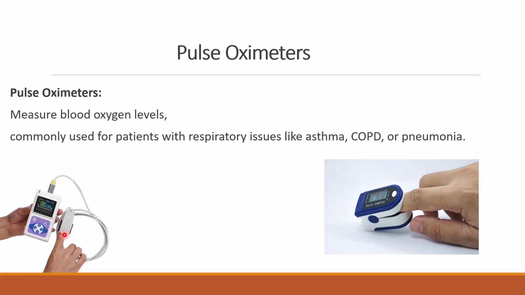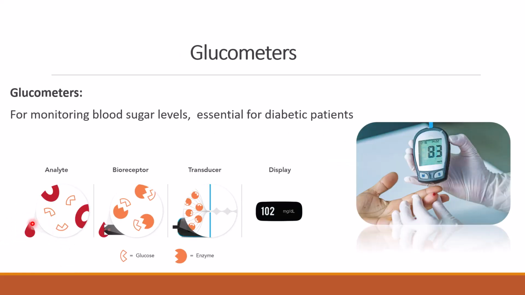We have the glucometers. We use glucometers for monitoring blood sugar levels, essential for diabetic patients. The working principle of this process involves three things: the glucometer itself, the strips, and the lancet. We use the lancet to take blood from the tip of the finger, and we have the strips here. On these strips we have the analyte and the bioreceptor. When the glucose binds to this material on the strips, we get an electrical signal like this. We take it directly to the processing unit and display it on the screen.